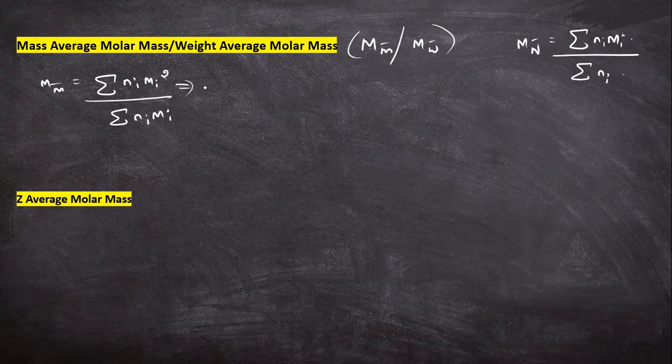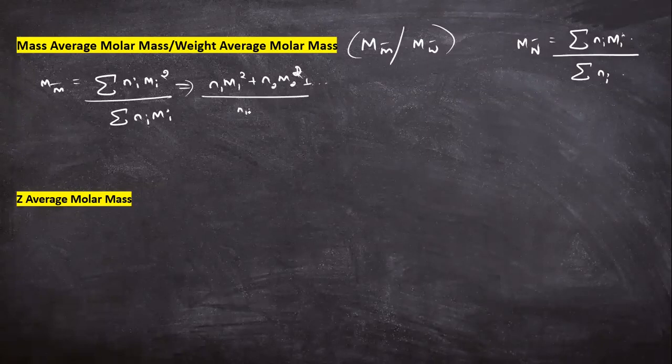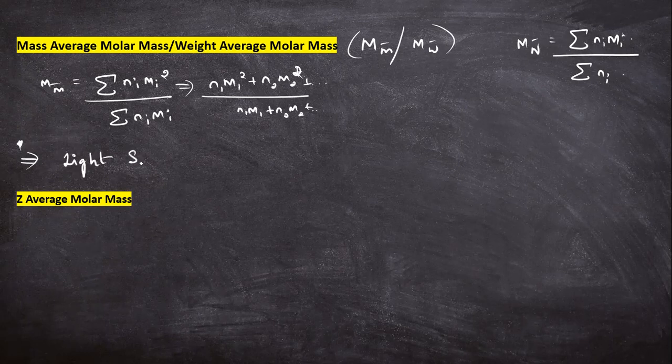If you want to elaborate this, it is N1 M1 square plus N2 M2 square and so on, divided by N1 M1 plus N2 M2 and so on. And the method of determination, very important guys, keep in mind: the method of determination of mass average molar mass is the light scattering method.